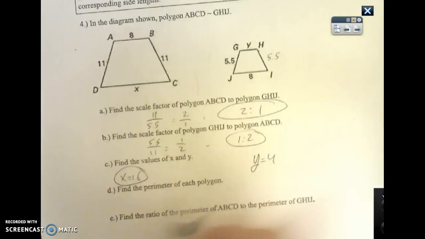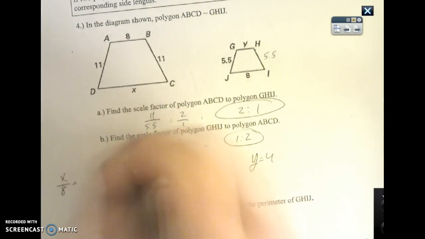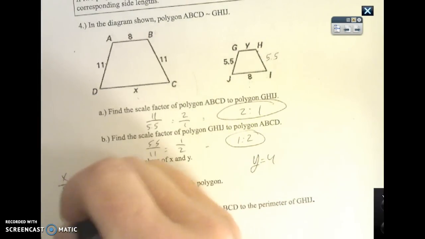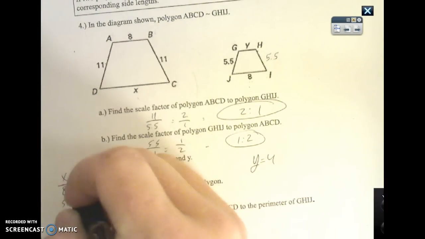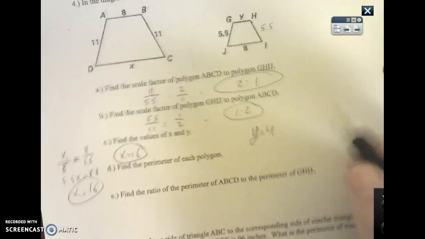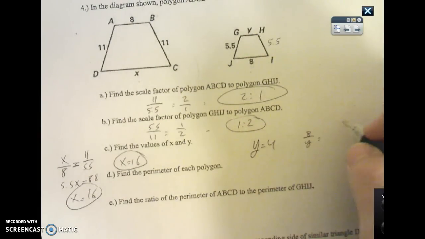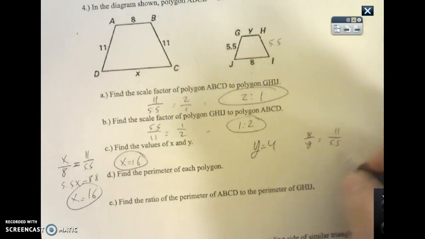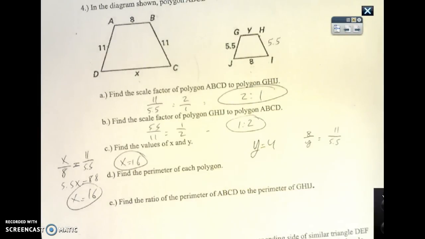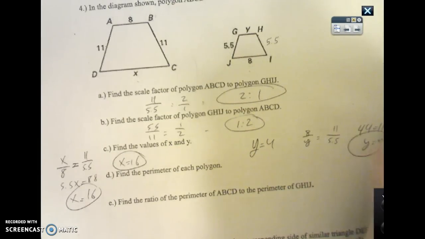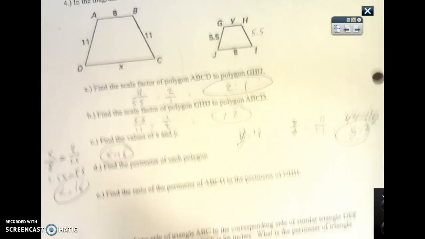Y is 4. Now to show you that real quick, I can do x over 8 equals 11 over 5.5. Cross multiply. I don't care if you do this or not. X equals 16. Boom. And then over here, the same thing. I can do 8 over y equals 11 over 5.5. Let's see, 5.5 times 8, 44 equals 11y, which gives you your 4. Okay, so if you want your work, there it is.